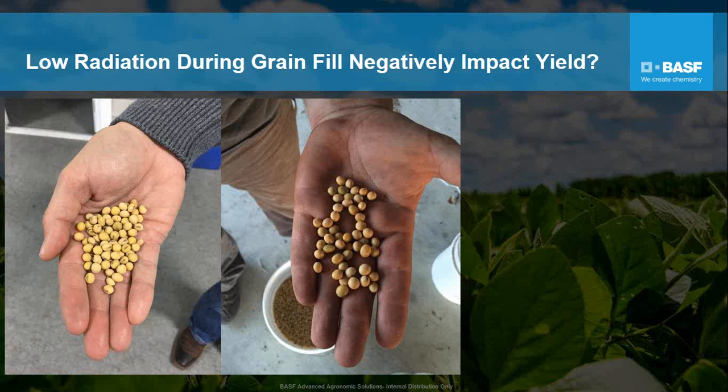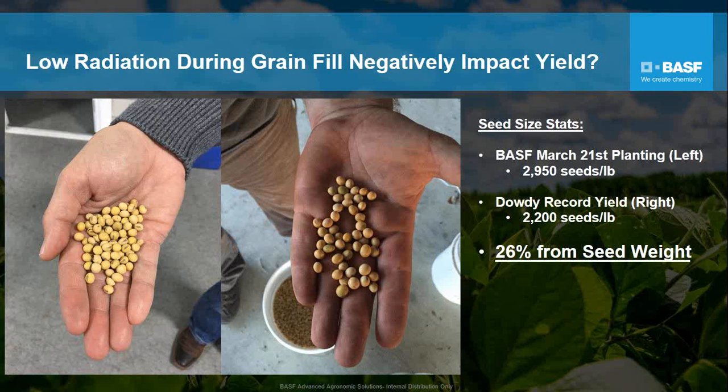So, one of the things that I would just piggyback on that is that when you get really low solar radiation, again, light drives everything. Low solar radiation during grain fill means smaller seeds. And I want to show you something quick. The picture on the left-hand side is my hand holding our March 21st soybeans. The picture on the right-hand side there is Randy Dowdy holding his soybeans from his record-breaking effort.